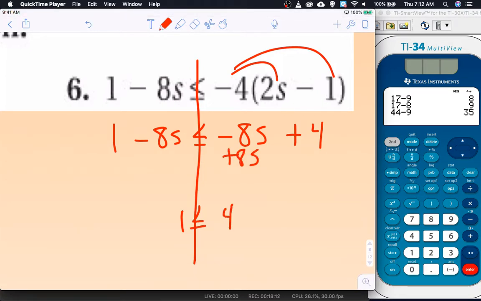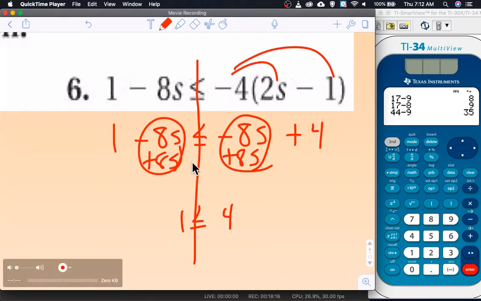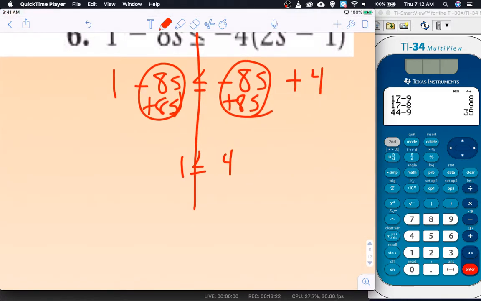Add 8s, cancel. Add 8s, cancel. 1 is less than or equal to 4. Is that true? Well, yes. So this is not no solution like we had before. This is all real numbers. Basically, everything. Every single number is an answer to this problem.